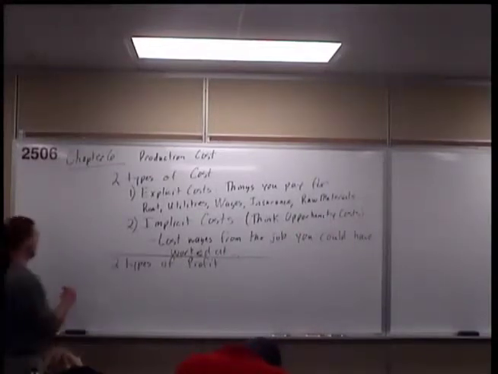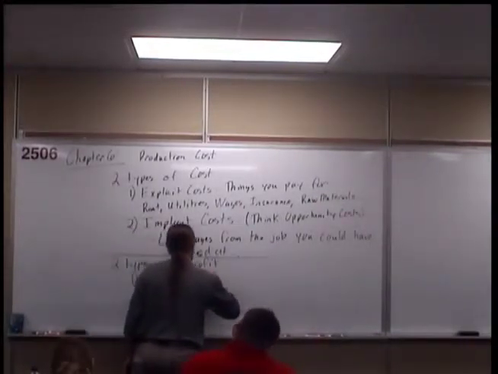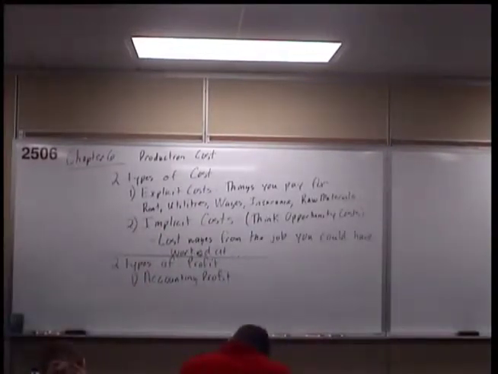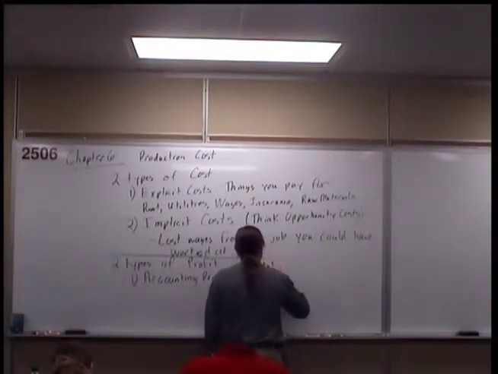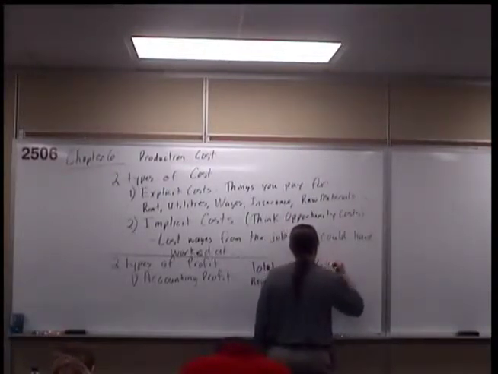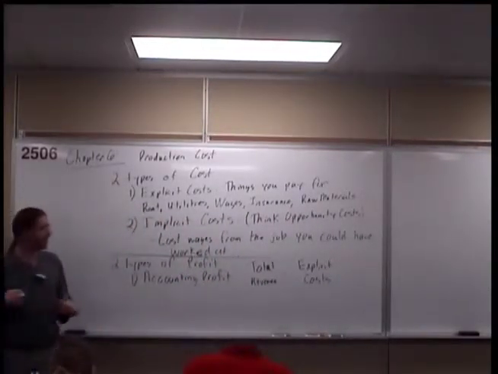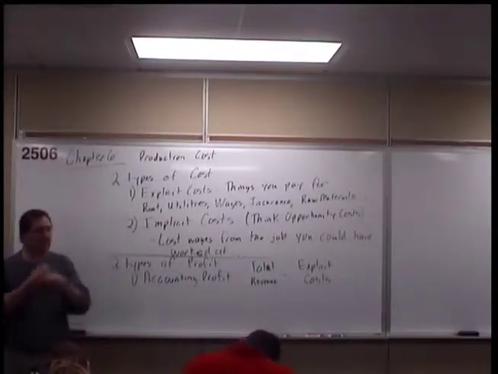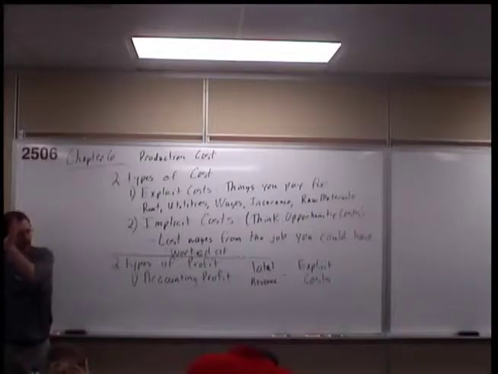So profit. Accounting profit, this is the profit that you're used to dealing with, right? This is total revenue minus your explicit costs. In other words, total revenue is the amount of dollars that came into your business. Explicit costs are the dollars that went out of your business, okay? Straight accounting profit, whether or not the ledger has a positive number in the profit column at the end of the month or not.